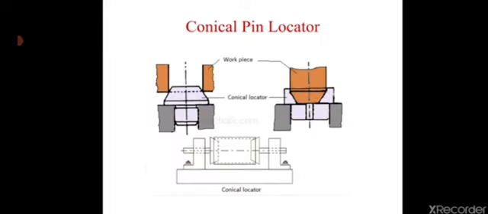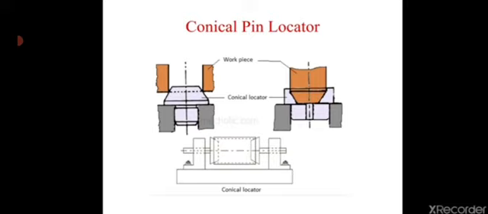Next type of locator is the conical pin locator. It is generally used for locating cylindrical components. Conical locators are mainly used for cylindrical components of varying dimension. The conical shape, which itself carries a uniformly varying diameter of its cross section, takes care of this variation and locates the workpiece centrally.